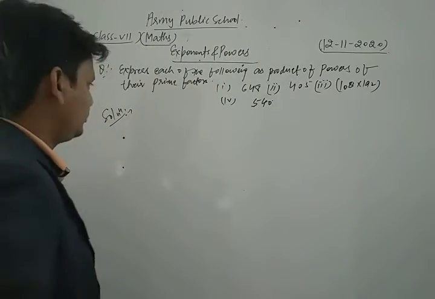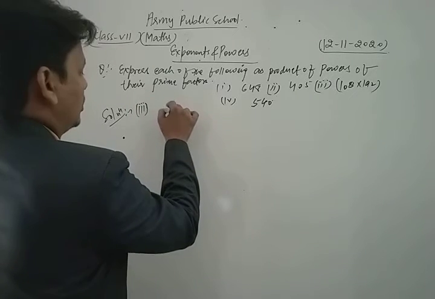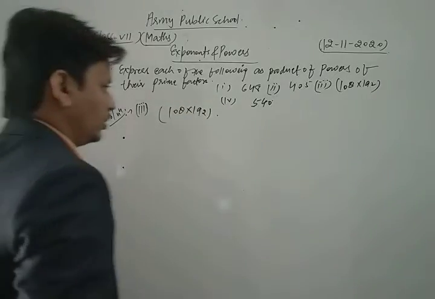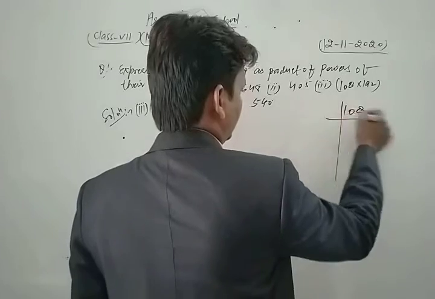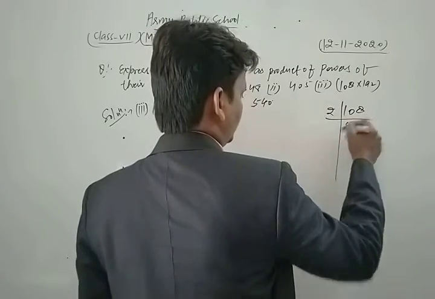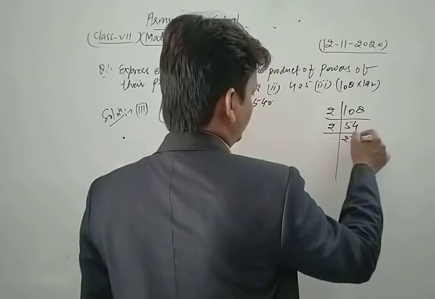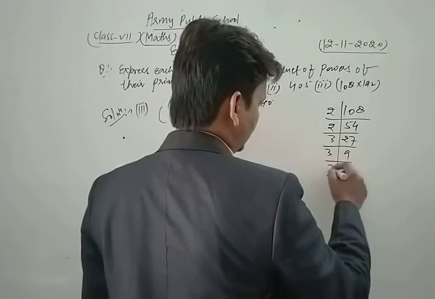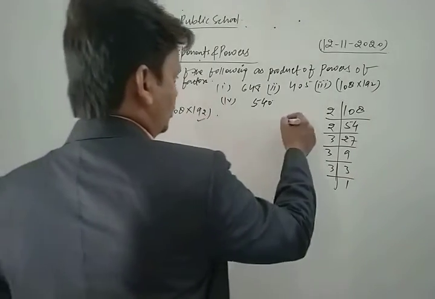Now we take and solve the third part of this question, which is 108 into 192. So first of all, we do the prime factorization of 108. Let's see. 2 5 is 10, 2 4 is 8, 2 2 is 4, 2 7 is 14, 3 9 is 27, 3 3 is 9, and 3 1. So now we do the prime factorization of 192.